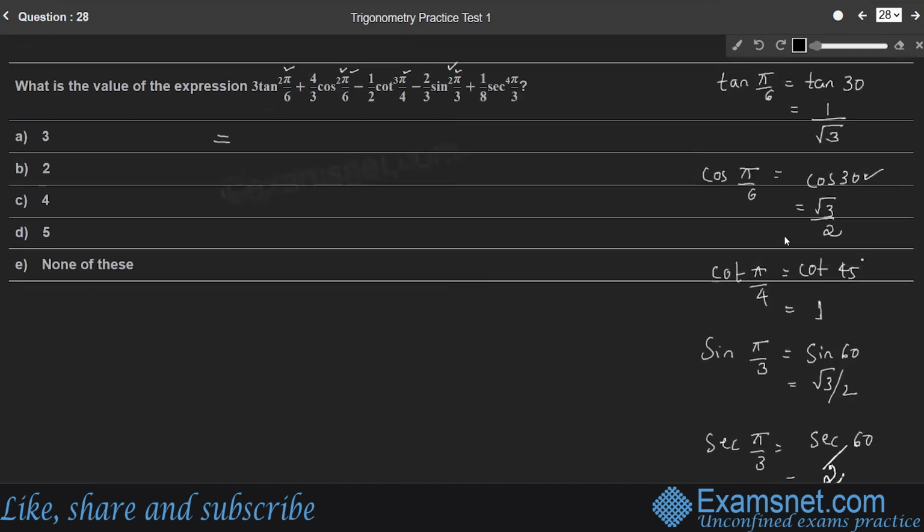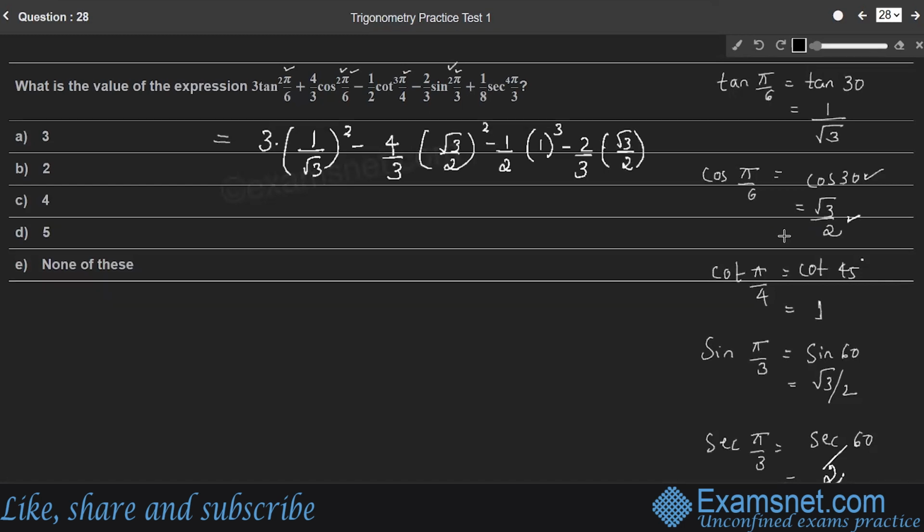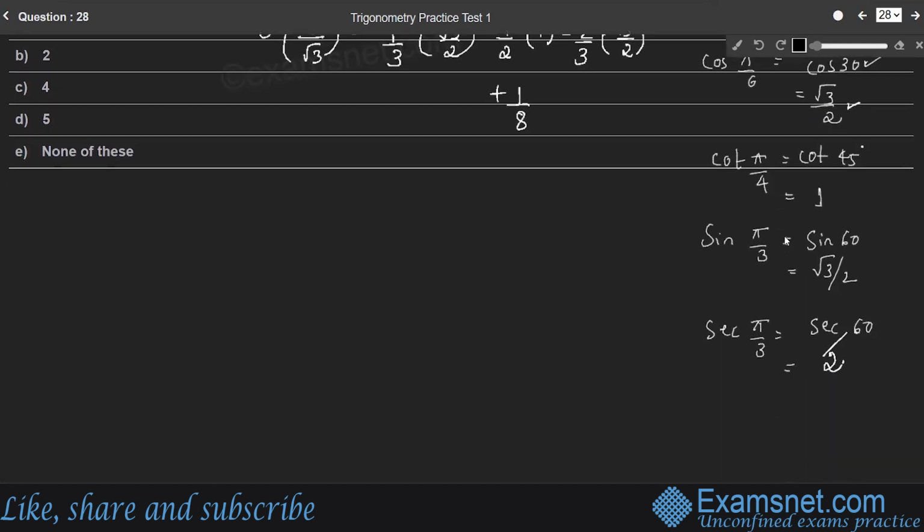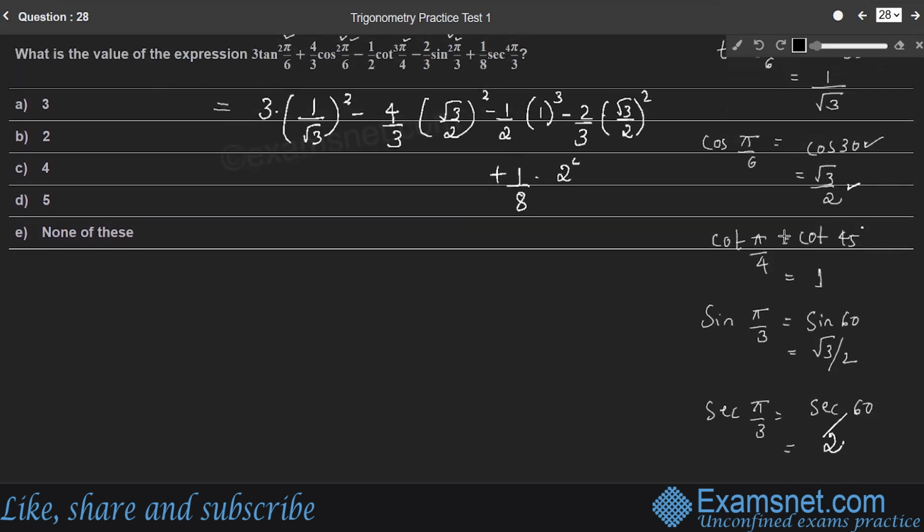Now substitute these values. So 3 times tan square pi by 6, which is 1 by root 3 the whole square, minus 4 by 3 into cos square pi by 6, cos pi by 6 is root 3 by 2, its whole square, minus 1 by 2 cot cube pi by 4, cot pi by 4 is 1, its cube, minus 2 by 3 sin square pi by 3, sin pi by 3 is root 3 by 2, its square, plus 1 by 8 secant raised to 4 pi by 3. Secant pi by 3 is 2, 2 raised to 4.